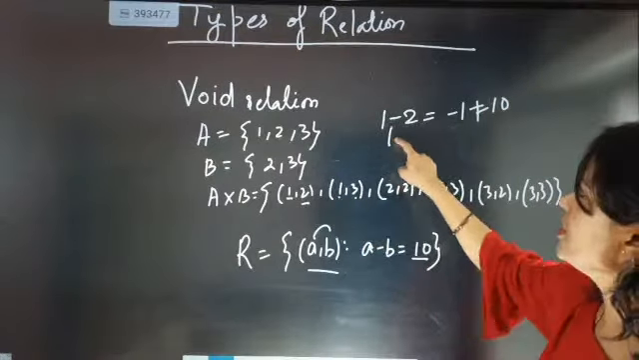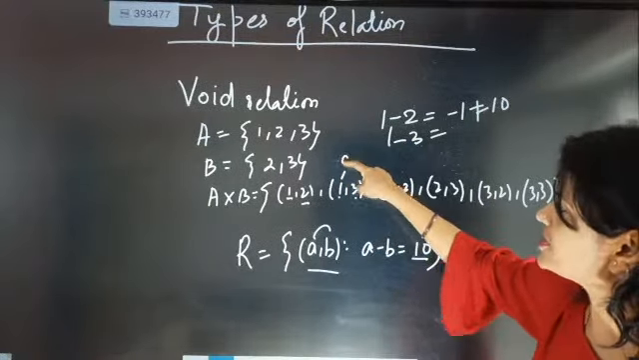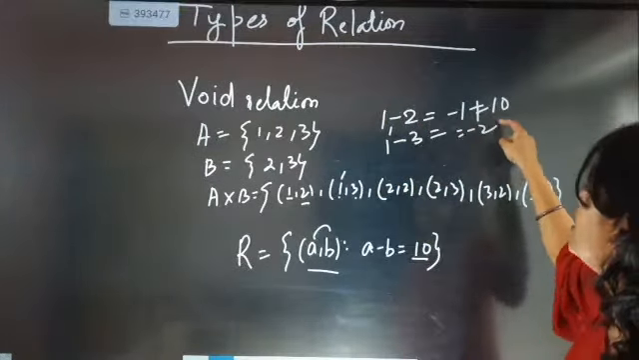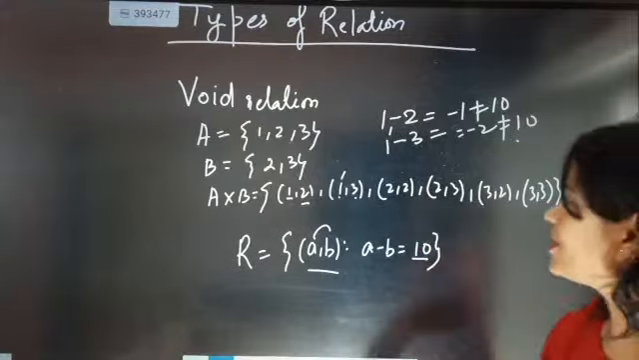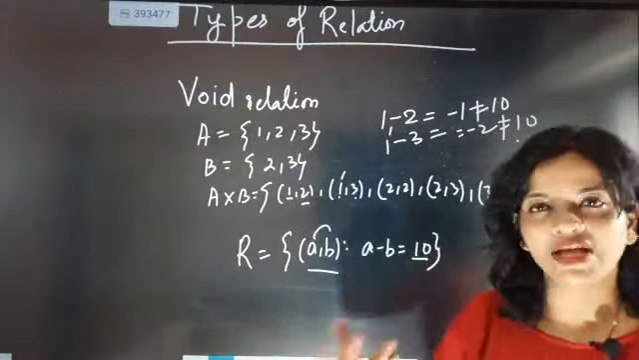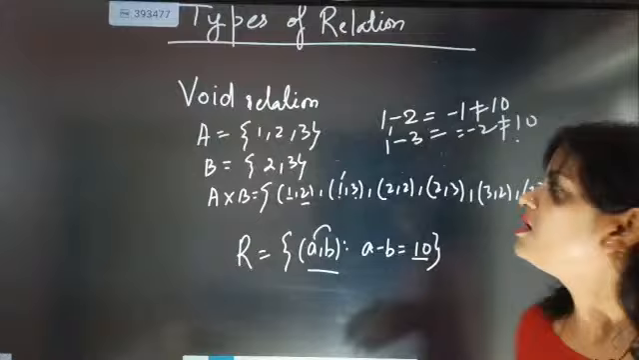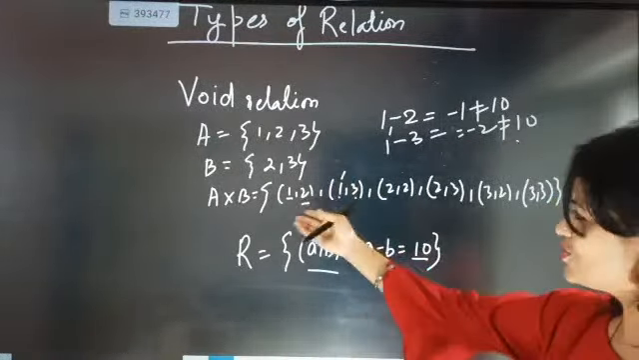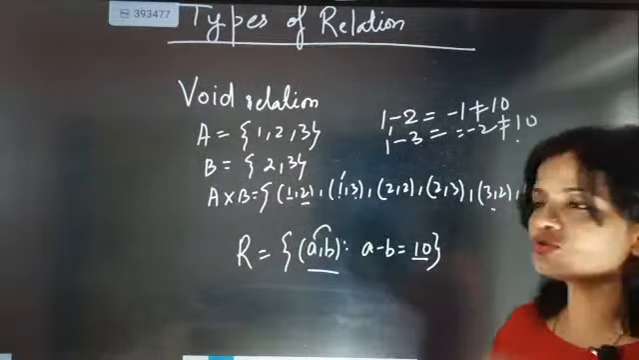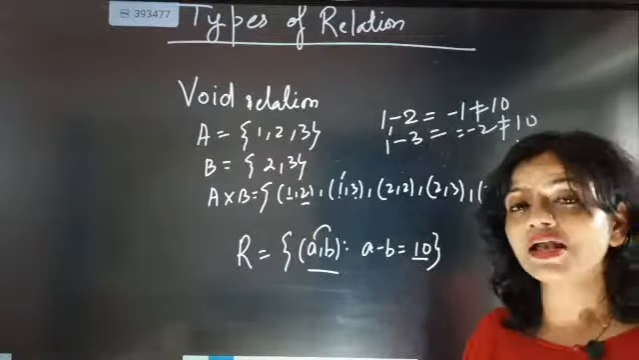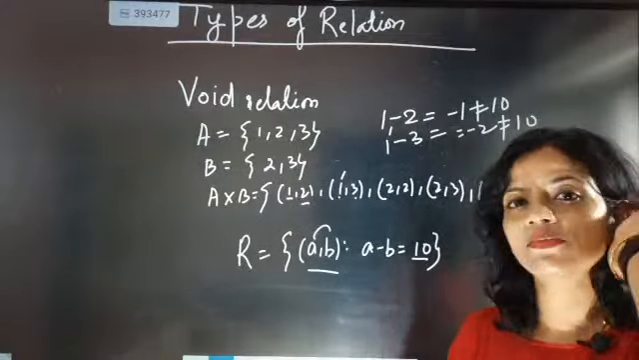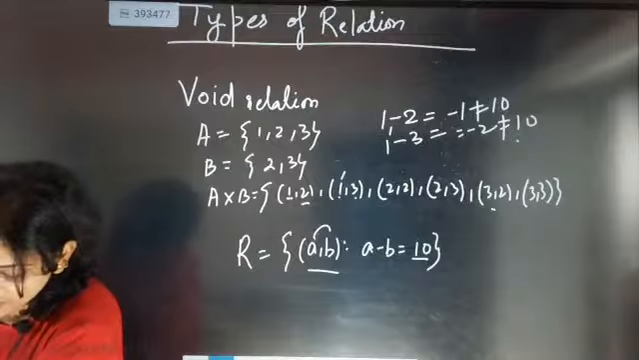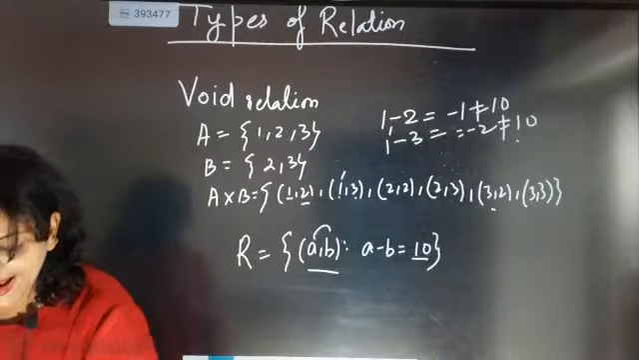Then (1, 3). So 1 minus 3, because this one represents a and this one represents b, is minus 2. And how can minus 2 be equal to 10? Then 2 minus 2 is 0. 2 minus 3 is minus 1. 3 minus 2 is 1. 3 minus 3 is 0. So when we find a minus b, there is no element in A cross B which satisfies the relation. No relation means a relation will be there, but it will not contain any element.